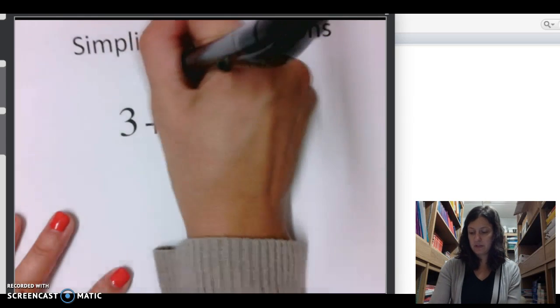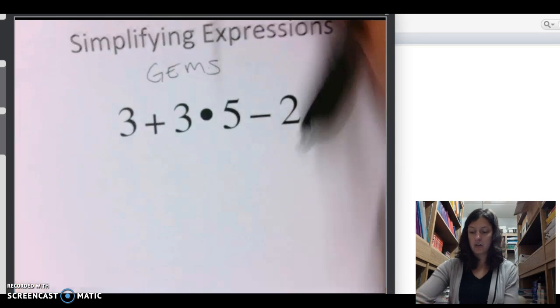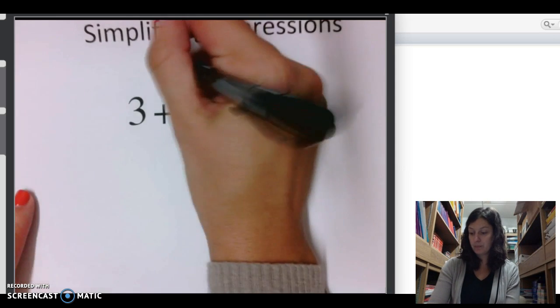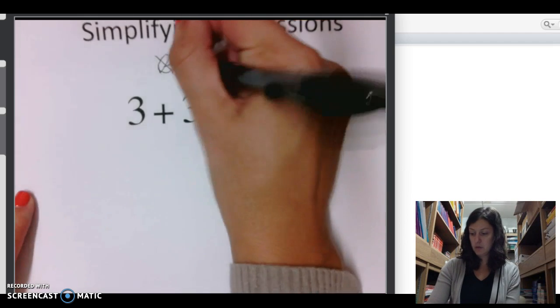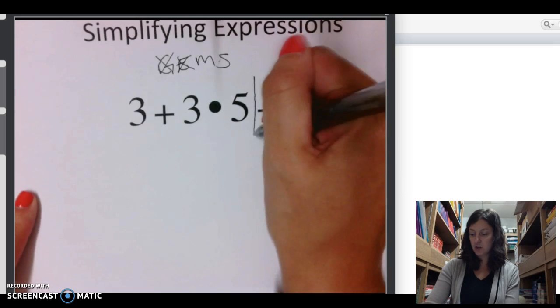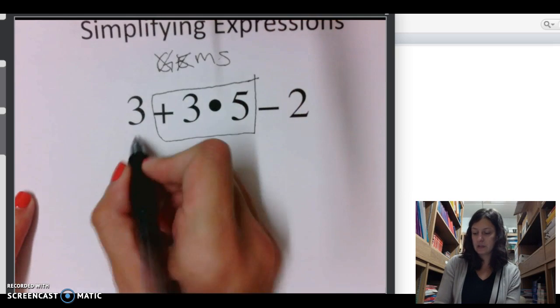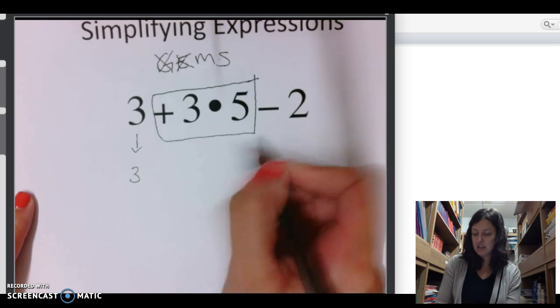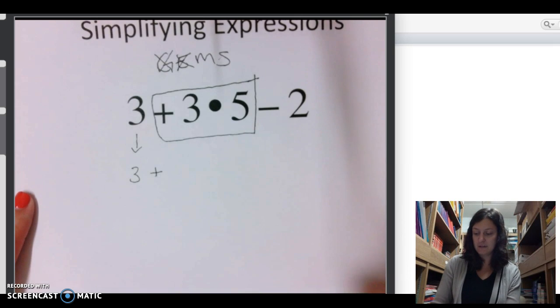Next one, gems. Are there any groupings? Nope. Exponents? Nope. Multiplication and division from left to right. Oh, right here. Draw a zoom-in box. That 3 comes down. 3 times 5 is positive 15.